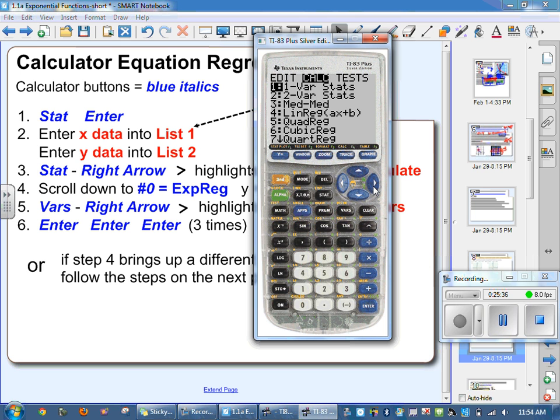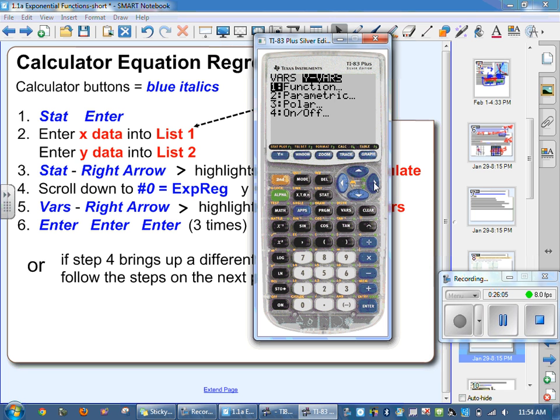Now don't hit enter again. You're going to hit what's called the vars button. Your vars button is right beside the clear button. You hit vars, then the right arrow across the top to Y bars. Why is this step important? It's telling the calculator to put the equation in the Y equals button so that you can actually graph it. If it doesn't go to your Y equals button and it just puts it on your main screen, you won't be able to see the graph.